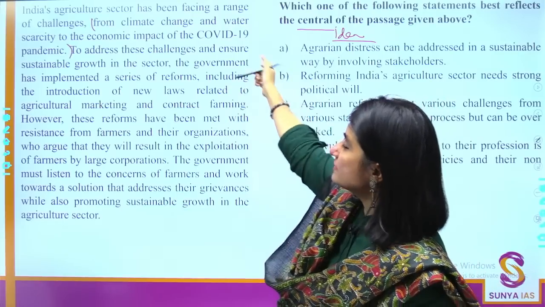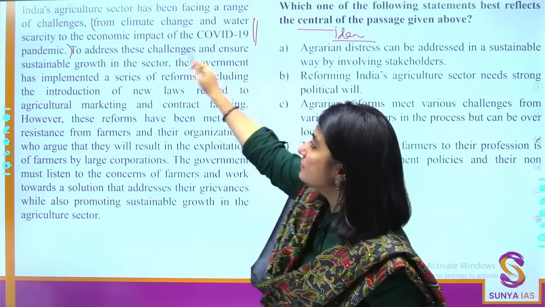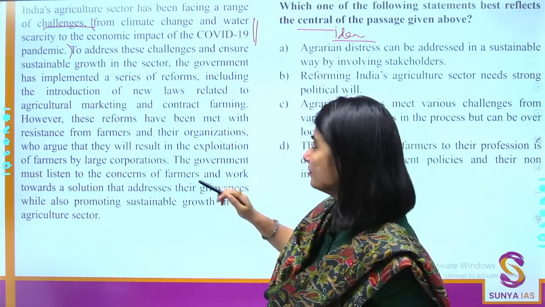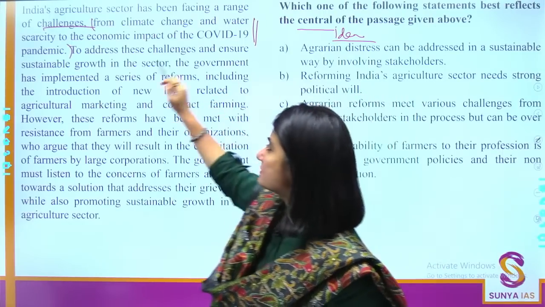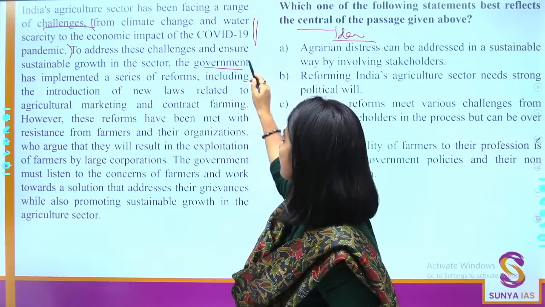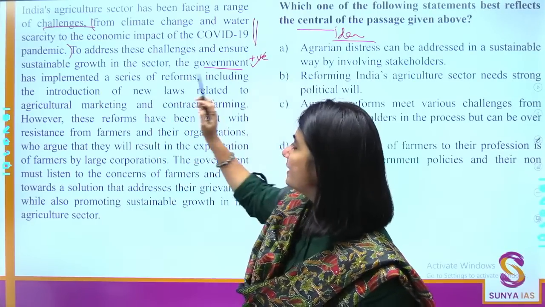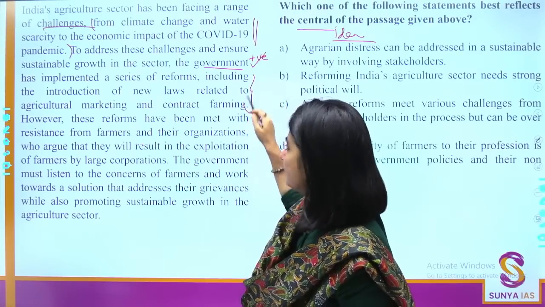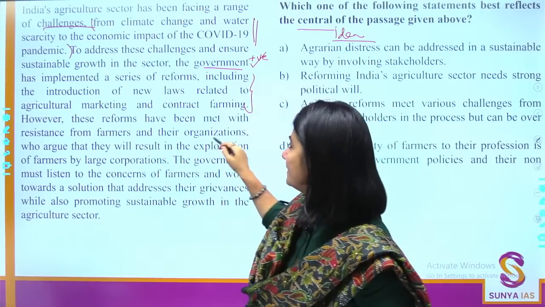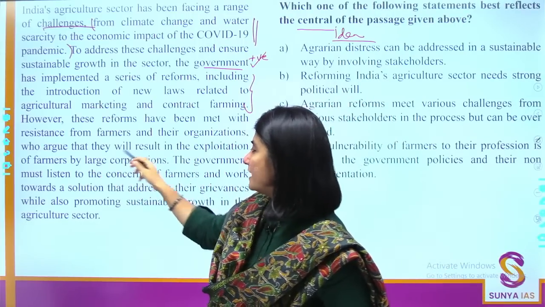From climate change and water scarcity to economic impact of the COVID-19 pandemic. You don't need to read this again. Why? Because these are challenges. For the central idea, you will just have to know what it is talking about. To address these challenges and ensure sustainable growth in the sector, the government has implemented a series of reforms. Government's assertive role is written, including the introduction of new laws related to agriculture, marketing and contract farming. The farming laws, however, these reforms have been met with resistance from farmers and their organizations who argue that they will result in the exploitation of farmers by large companies.